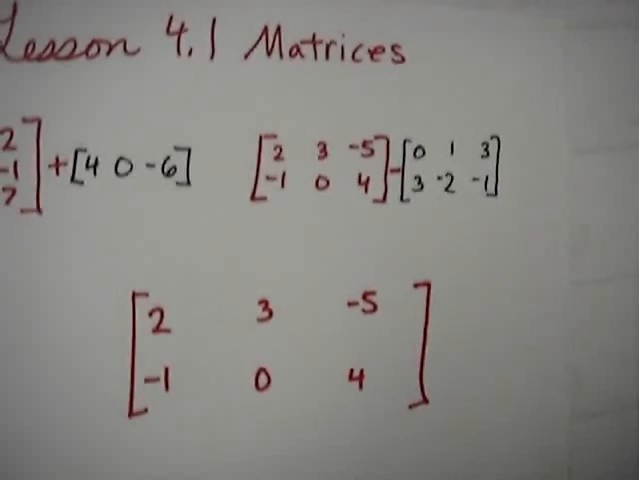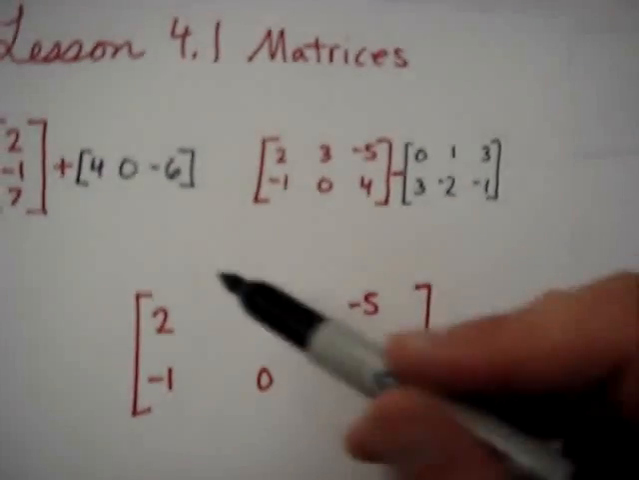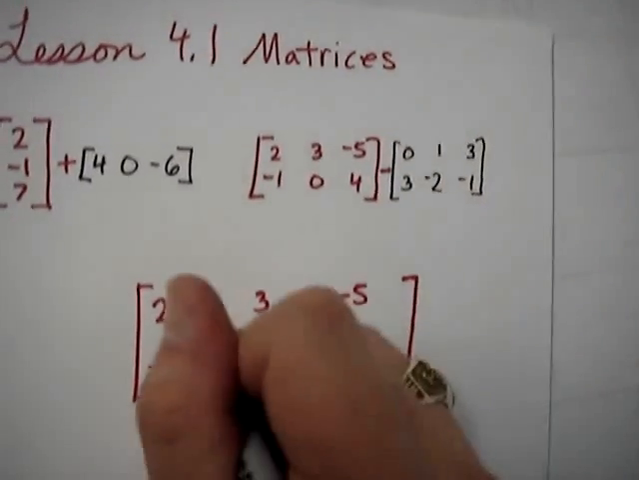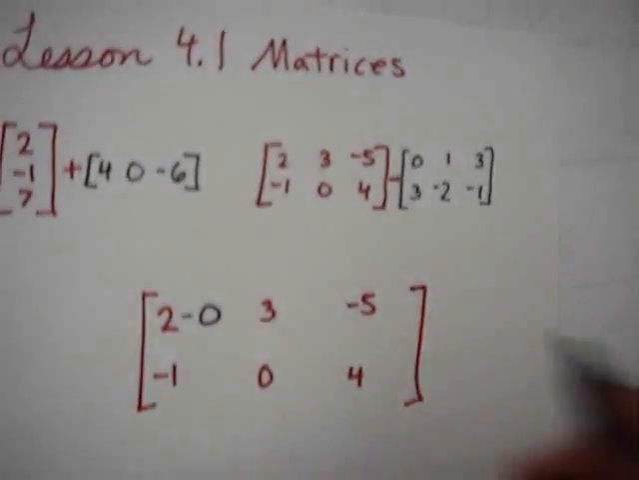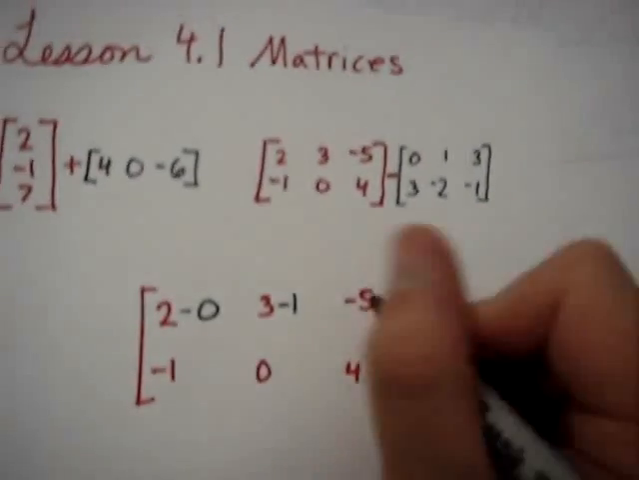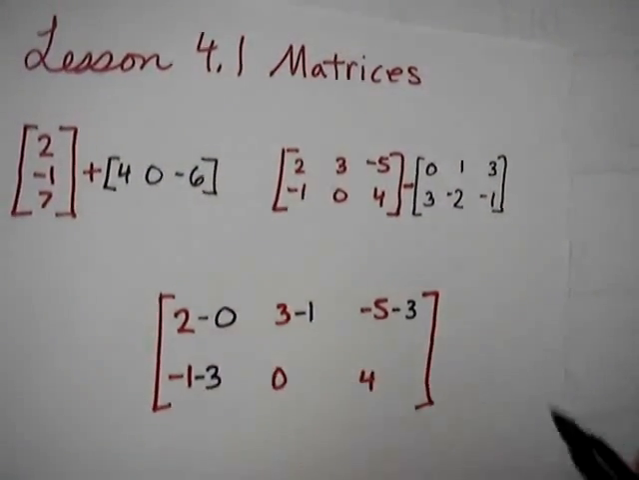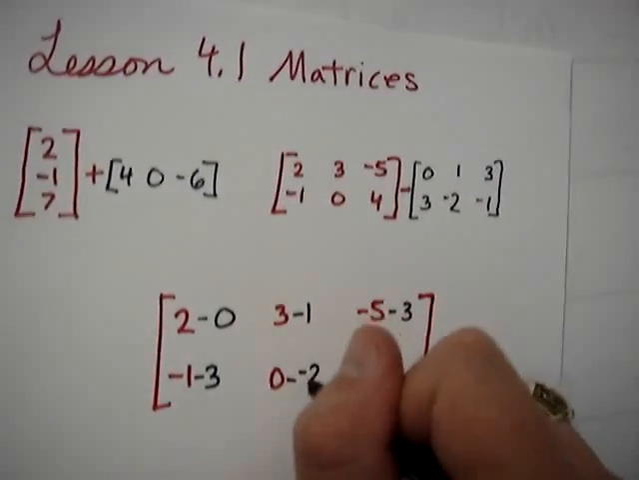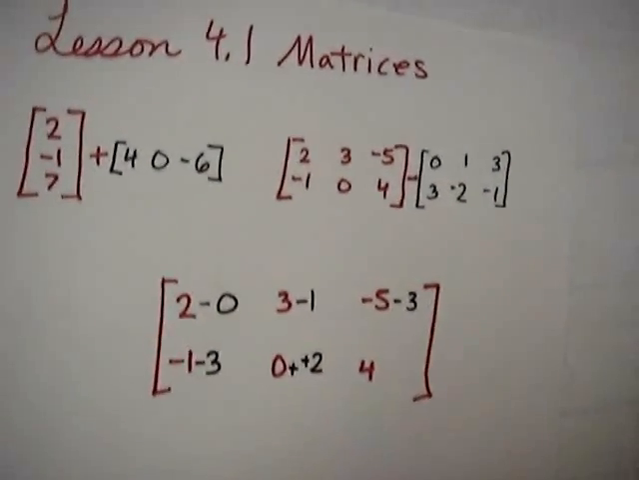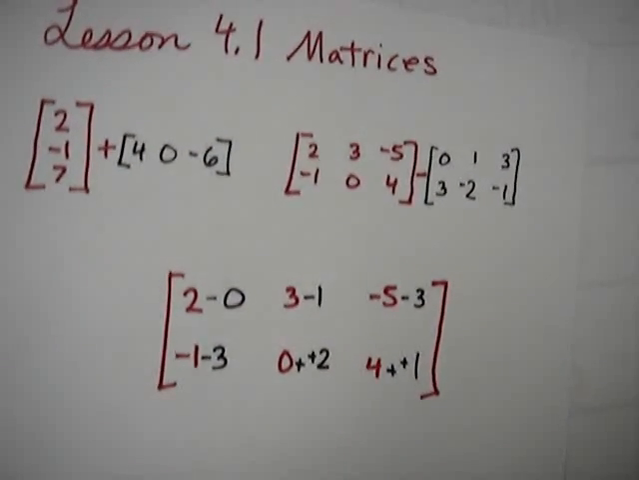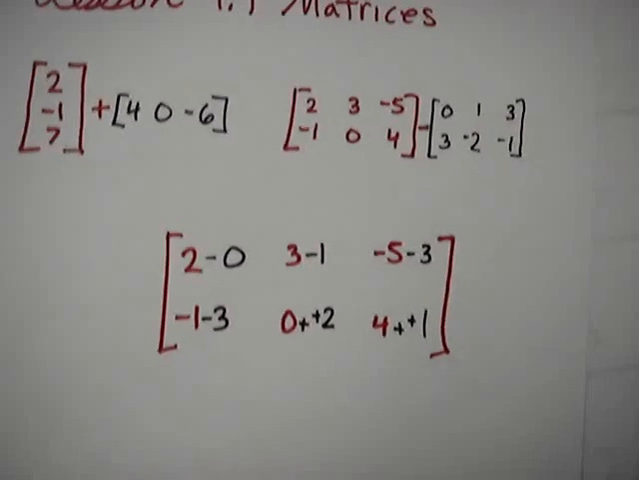Now, I'm going to subtract this one by the corresponding numbers in the black matrix here. So I'm going to subtract the 0, subtract the 1, subtract the 3, subtract the other 3, subtract the negative 2, which is like adding a positive, and I'm going to subtract the negative 1, which is like adding a positive. Okay, let's go ahead and work this one out.